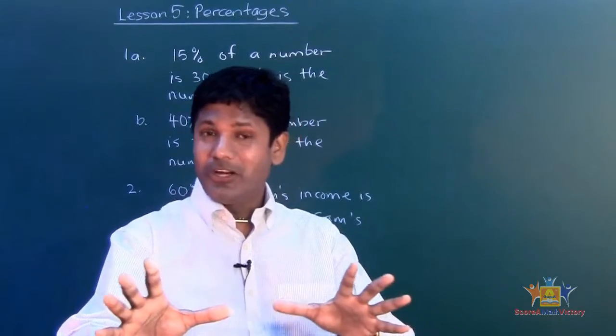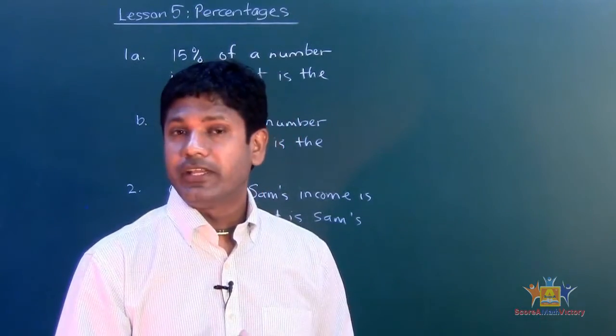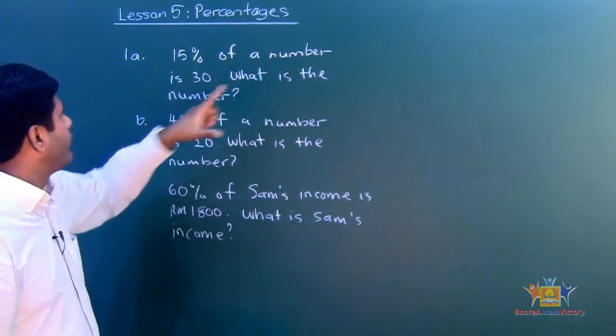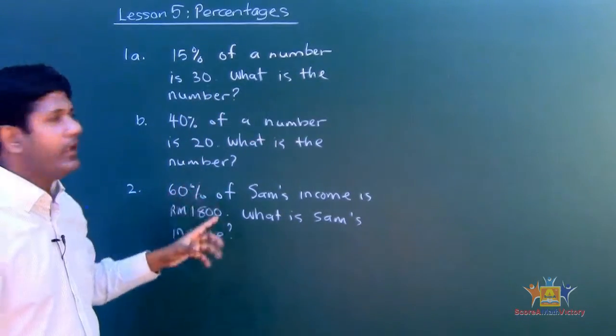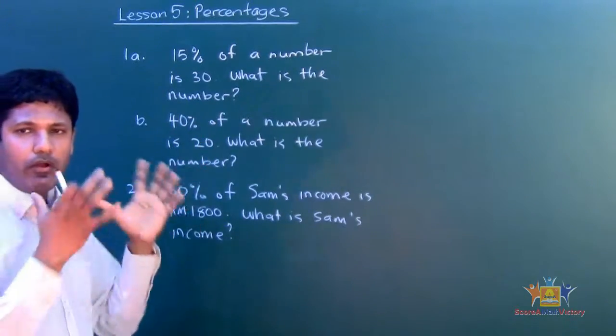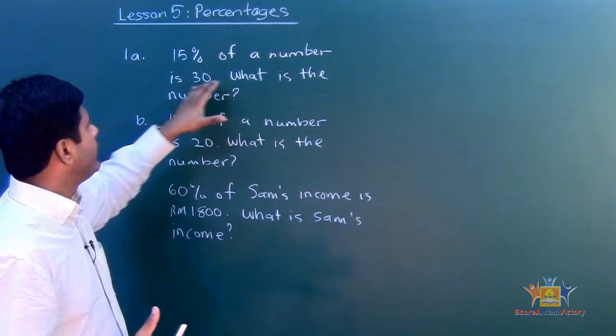How was it? It's not bad, isn't it? Pretty easy, very straightforward. Okay, good. Well, let's do it together. Come on over. First question: 15% of a number is 30. What is the number? So let's understand that 15% of a number is 30.